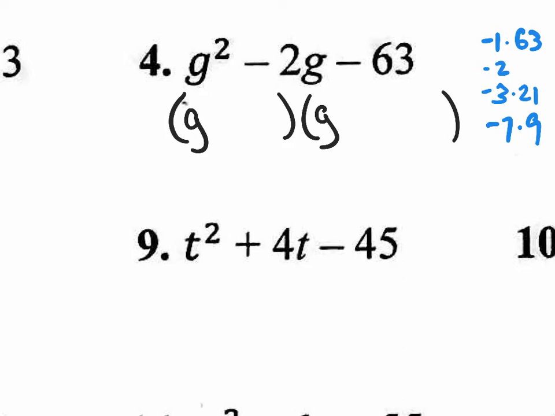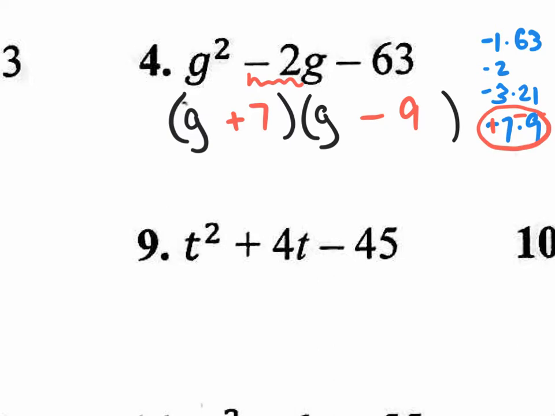So which pair of numbers combines together to give you the middle value, negative 2? These guys give you a positive 2 if you add them. So you have the right numbers, you just have the wrong signs because we want a negative 2, not a positive 2. So you have to just change the signs of those numbers. G plus 7, G minus 9 is the correct factored form.